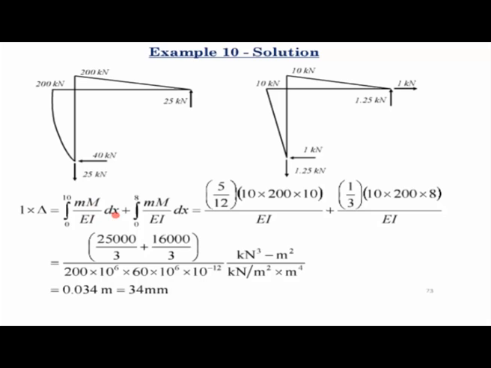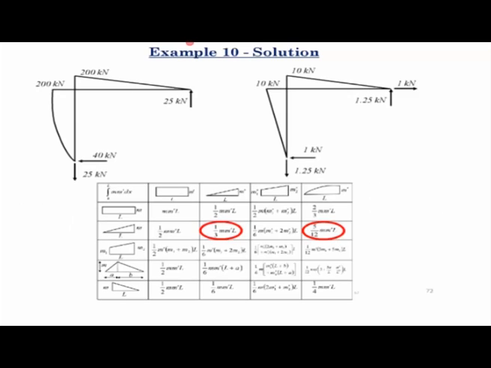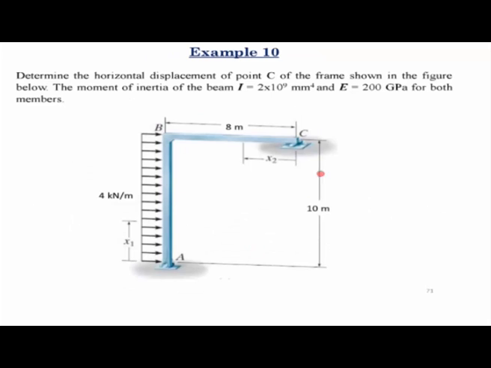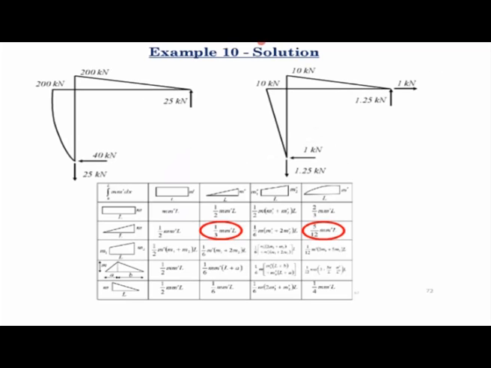If you integrate m m dash over dx, the formula would be 5/12 into 10 into 200. This 10 is coming from the maximum value of this triangular distribution. This 200 is coming from the maximum value of the moment in the quadratic distribution. And this 10 is the length of this member. If you look back at the problem, this length is 10 and this length is 8.